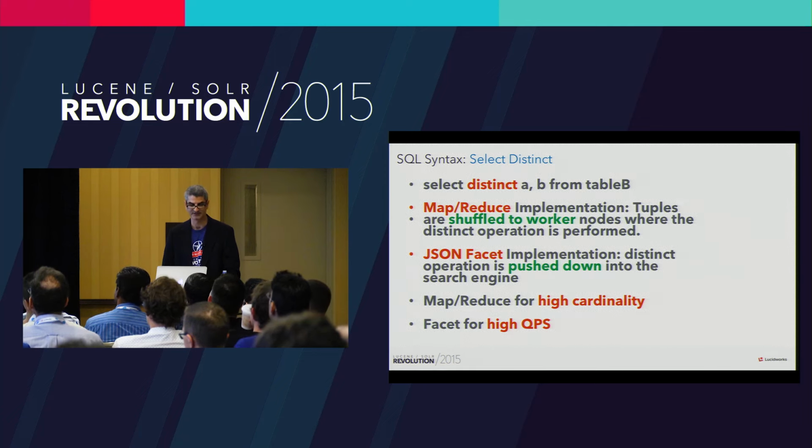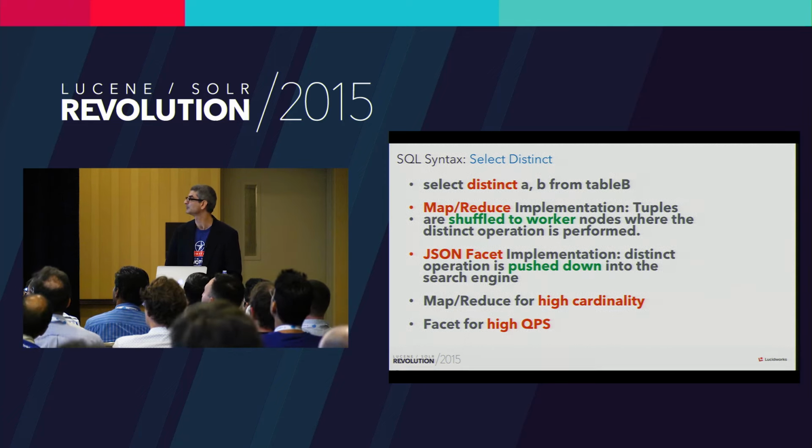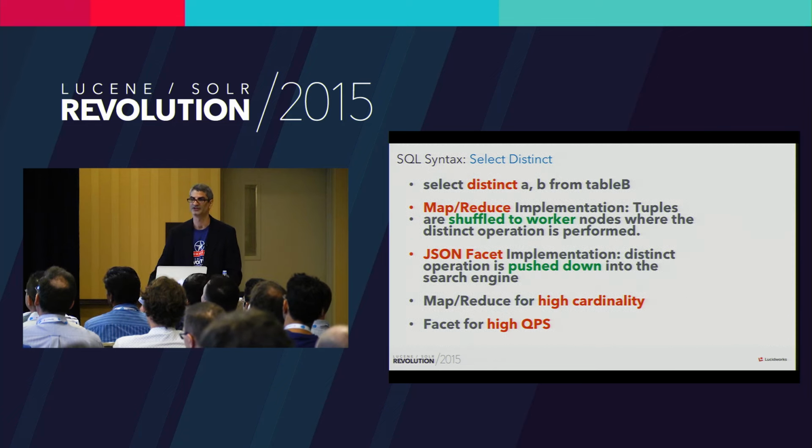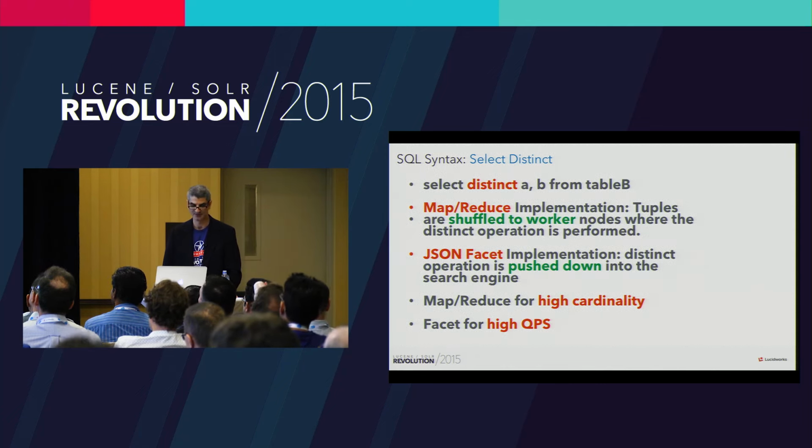And this is where you start to get into the different implementations that are available. So there is a MapReduce implementation where the tuples are shuffled to worker nodes, and the distinct operation happens on the worker nodes. And then there's the JSON Facet API implementation where the operations are pushed down into the search engine and you get higher performance. And you would use MapReduce for very high cardinality fields that you want to do distinct on. And you would use the Facet API for high QPS use cases where you have moderate cardinality.